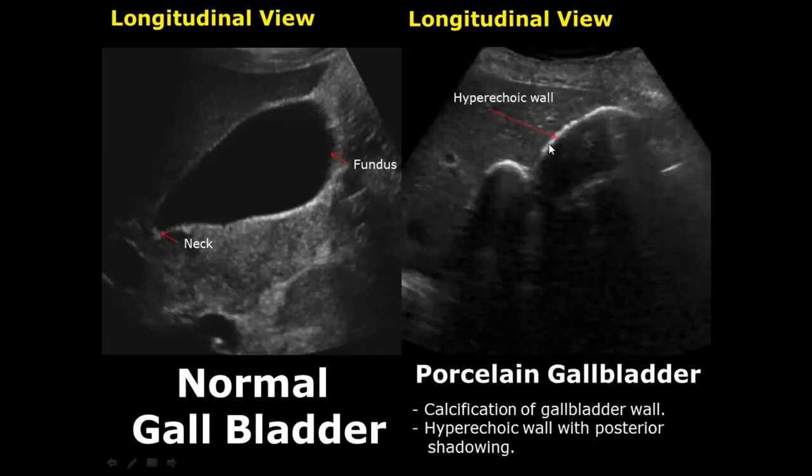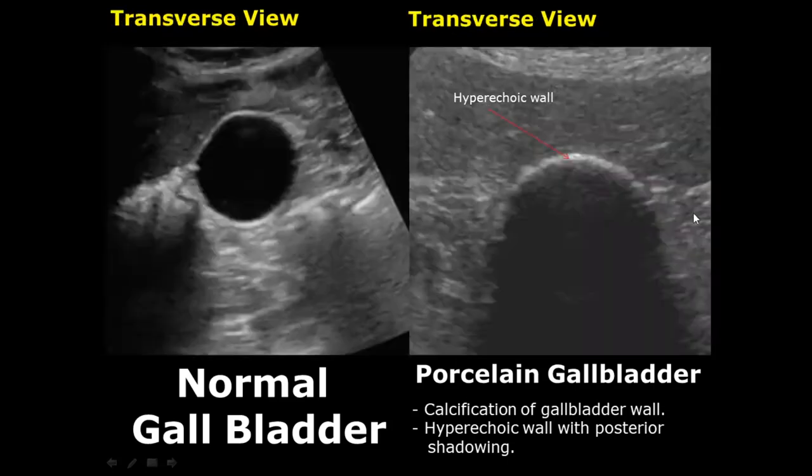Porcelain gallbladder presents as calcification of the gallbladder wall, and we will see hyperechoic gallbladder wall with posterior shadowing. Here is a transverse view showing hyperechoic wall with posterior shadowing.